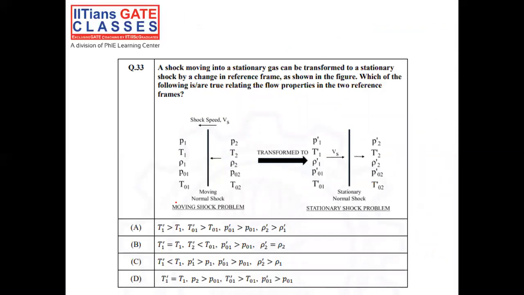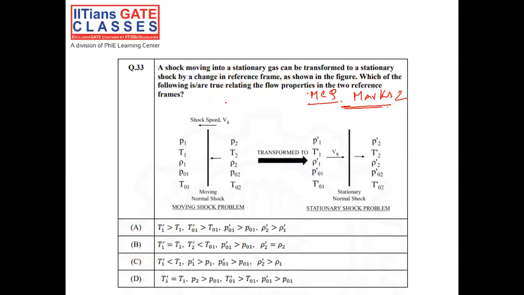Okay, so this is a question on moving shock, and this is a single MCQ type question, multiple choice question, and this is a marks 2. So here basically a shock moving into a stationary gas can be transformed to a stationary shock by changing the reference frame, and as shown in the figure, which of the following is true relating to the flow properties of the two reference frames, right?